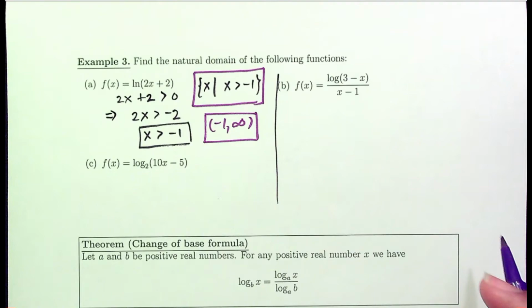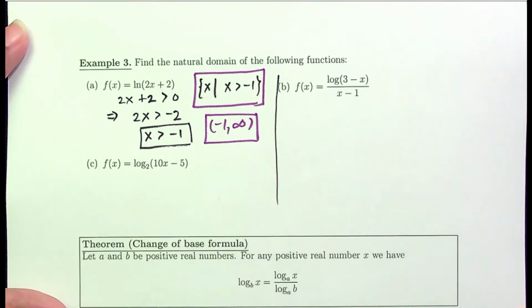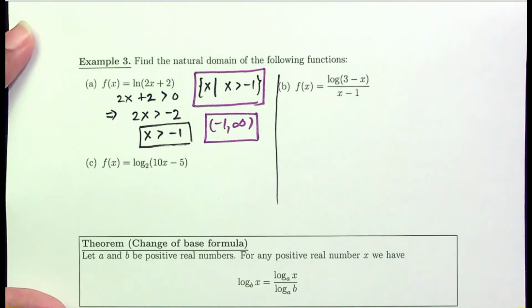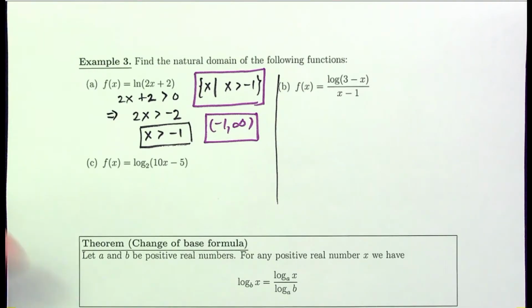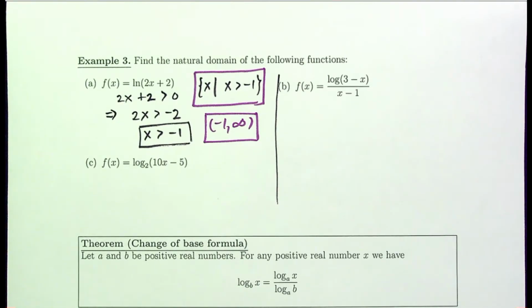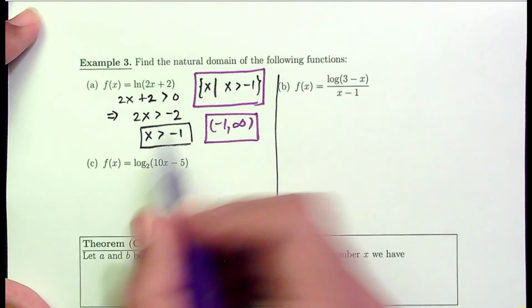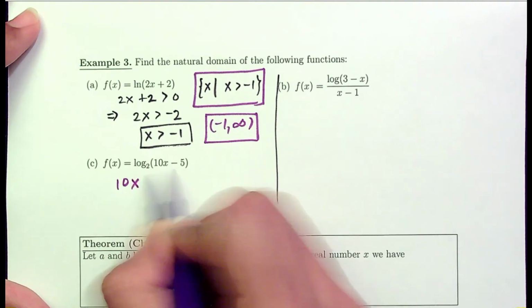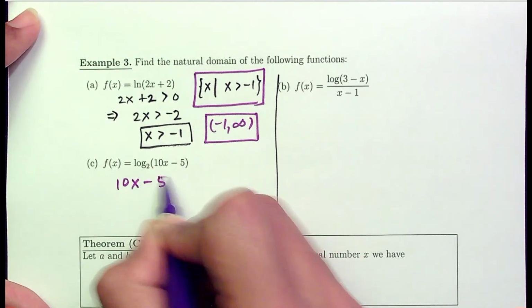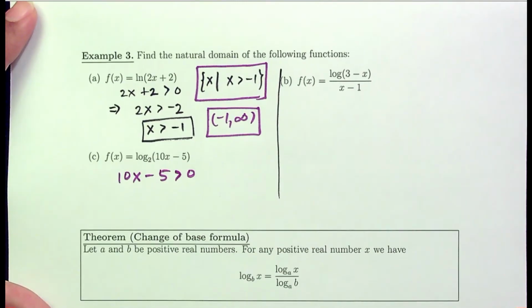Okay, here's another one. Again, the first two bullet points do not apply. There's no rational expressions, there's no fractions, and there's no radicals of even index. So the first two bullet points do not apply, only the third one. And the third one says that anything inside a logarithm needs to be bigger than 0. So you take that 10x minus 5 and you set it bigger than 0, and you solve this.